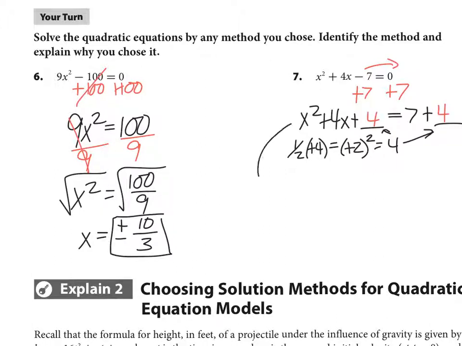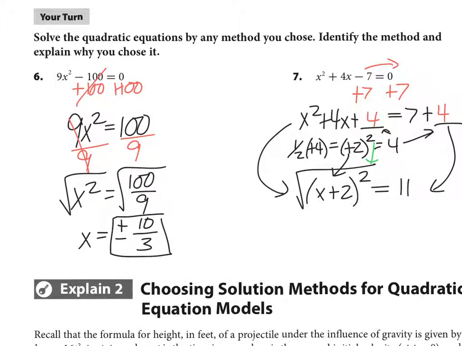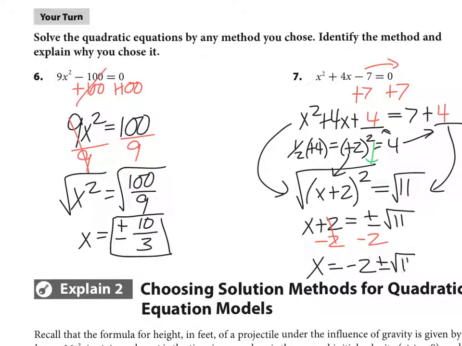So then to factor this, we take that middle term, which is a positive 2, and that becomes x plus 2 squared, just like in the thing here. And then on the other side, 7 plus 4 is 11. So to get rid of the square, we take the square root. So we get x plus 2 equals plus or minus square root 11, since I can't take the square root of 11. Then I get rid of the 2 by subtracting. So I get x is negative 2 plus or minus square root of 11.